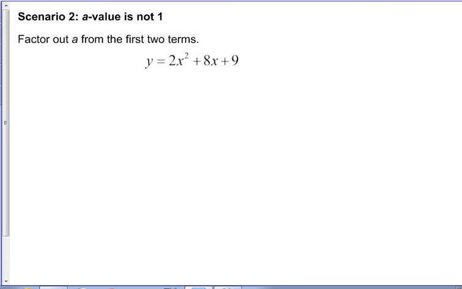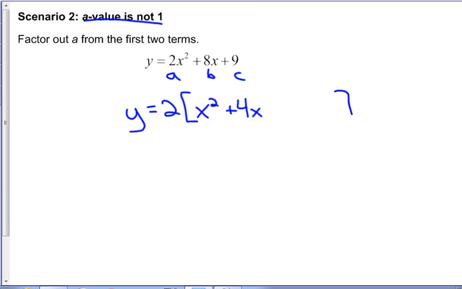Okay, now we'll decide how we do it if we have something in front of our x squared term. So if we have an a value, where this is a, b, and c, that is not 1. So step 1 then becomes to factor out 2 from the first 2 terms. So I'll have 2, and that's going to leave me with x squared plus 4x. Okay, just removing a common factor. And I'll have a plus 9 at the end. From here, we'll proceed as usual.